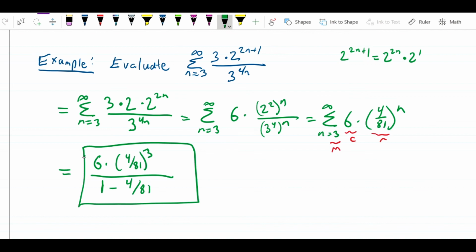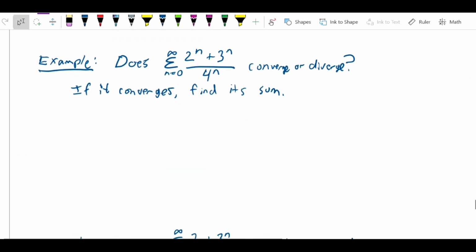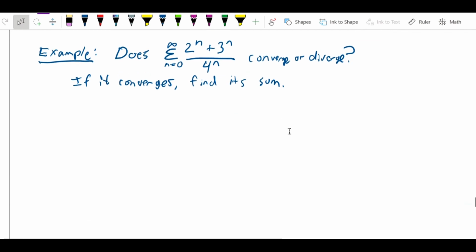Okay, so there's yet another example. Let's see what's coming up next. Does the sum from n equals 0 to infinity of 2 to the n plus 3 to the n over 4 to the n converge or diverge? If it does converge, then find the sum. Well, doing a little algebra, of course, everybody knows that 2 to the n plus 3 to the n is equal to 2 plus 3 to the n, right? No, it's not, but I can't tell you how many times I read stuff like that, even among Calc 2 students.